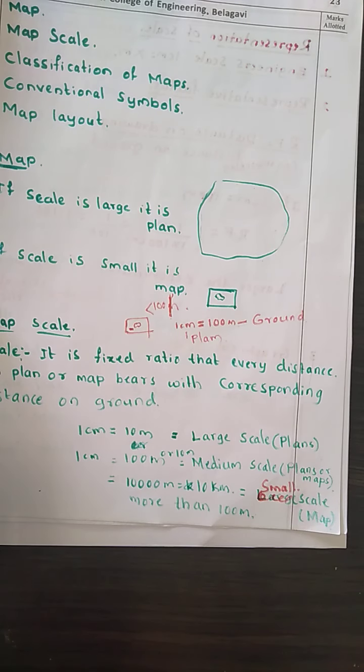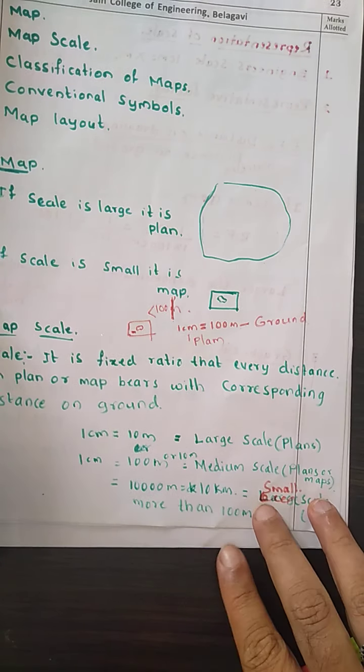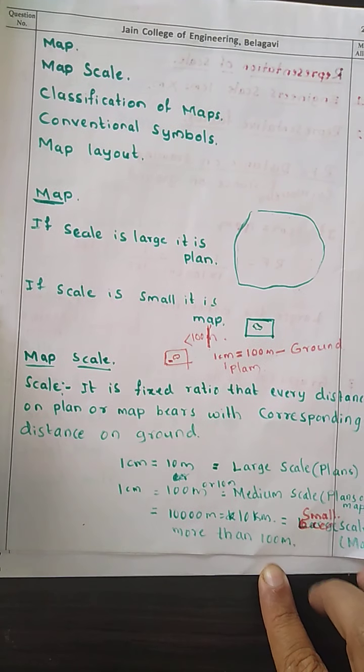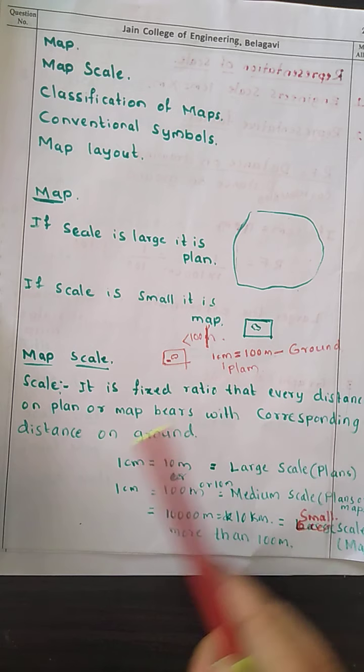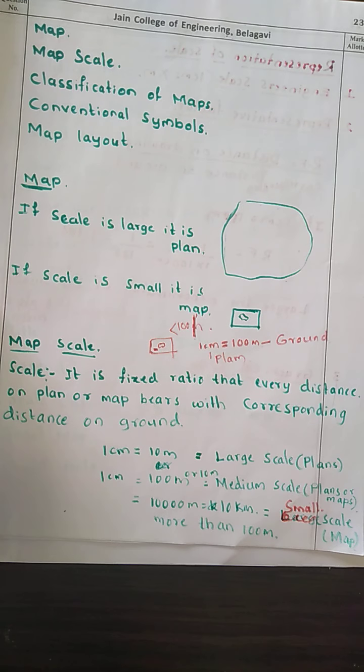As a civil engineer, understanding large scale, medium scale, and small scale is very, very important, because whenever you want to draw a particular object on a sheet of paper, you need to fix the scale first. Without fixing the scale, it becomes very difficult to understand the map. So this is very important from a civil engineer's aspect.